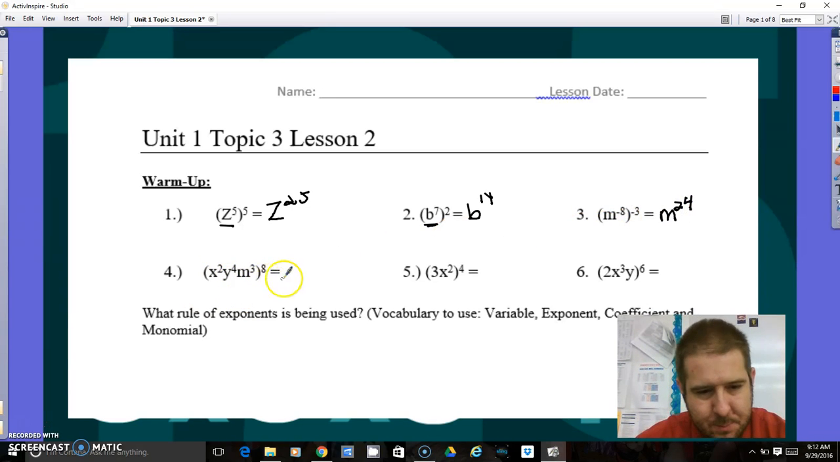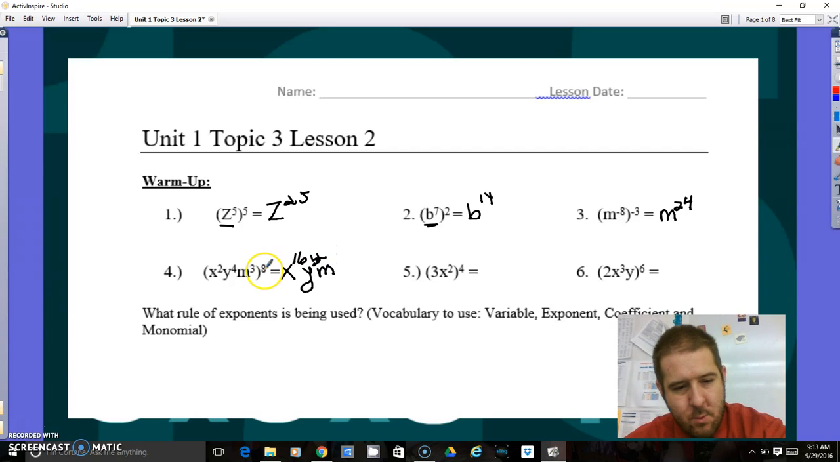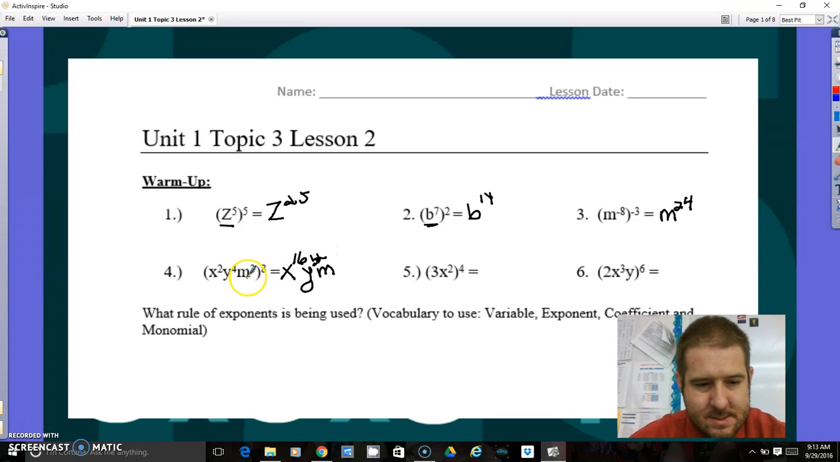All right, so this time we have multiple bases. The first thing I'm going to do is list out all of my bases. And then we have exponents. So x to the 2nd is raised to the 8th. That would be x to the 16th. y to the 4th to the 8th would be y to the 32nd. So think of it like the distributive property: whatever's on the outside has to be done to everything on the inside. So m to the 3rd to the 8th would be m to the 24th.